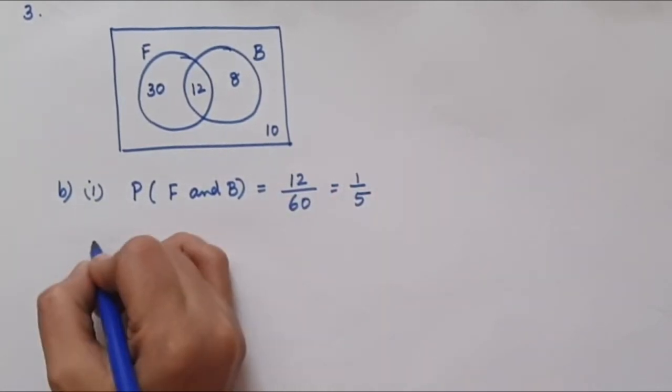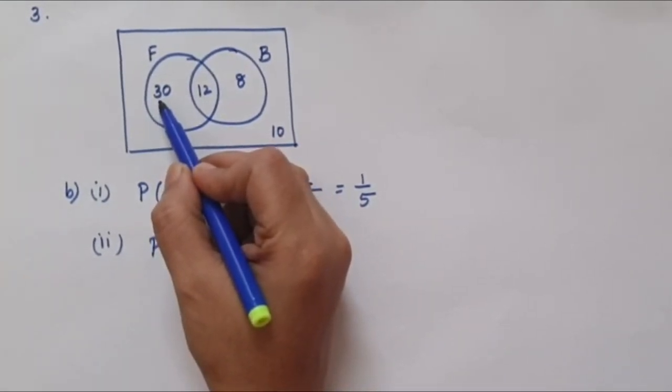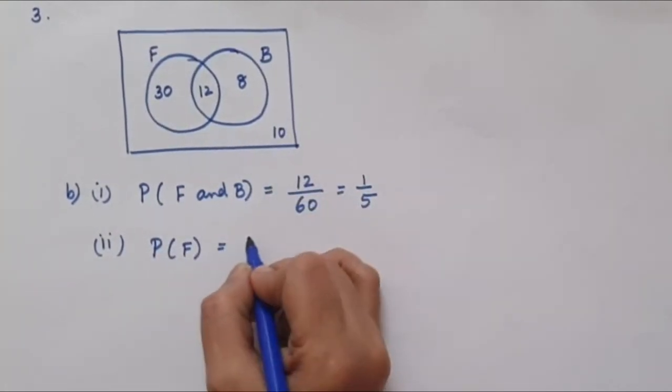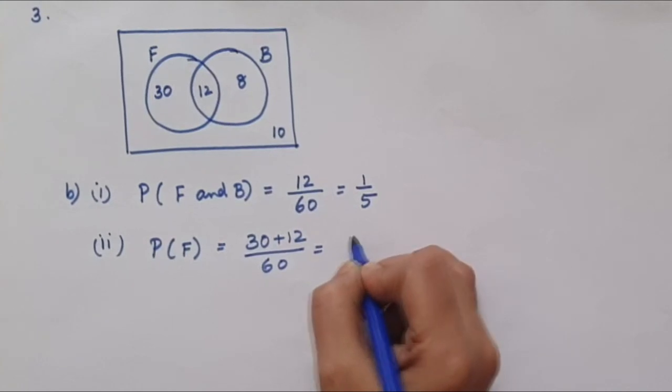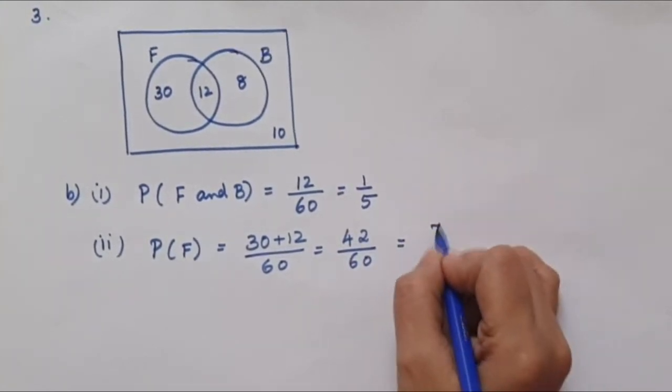The second one, footballers. These 30 people play football and 12 people also play football. So it will be 30 plus 12 over the total, that is 60. So it is 42 over 60, so it will be 7 over 10.